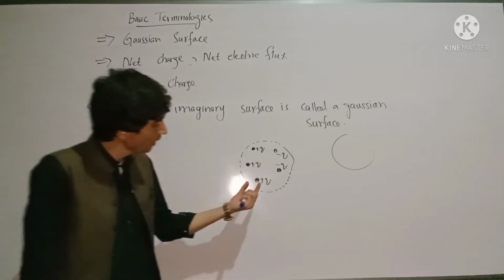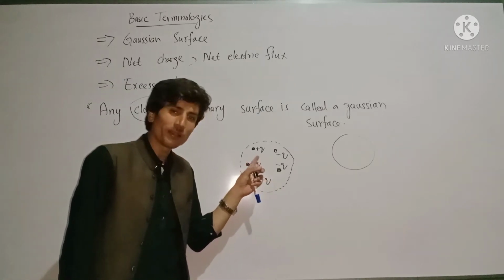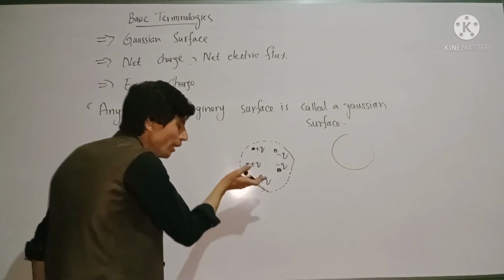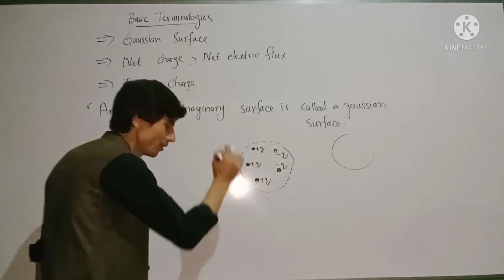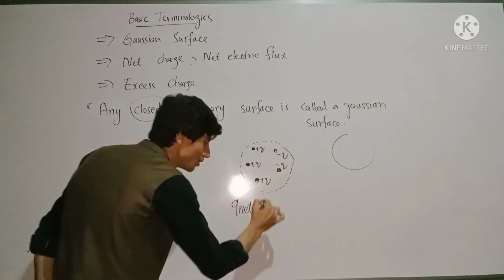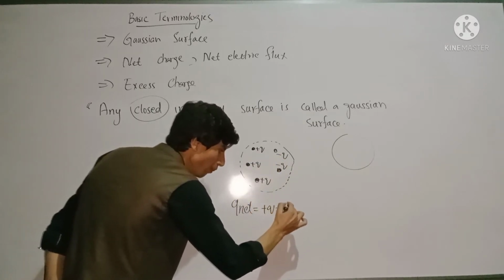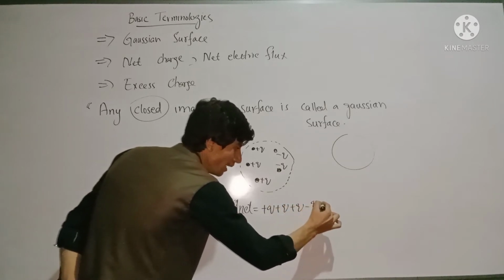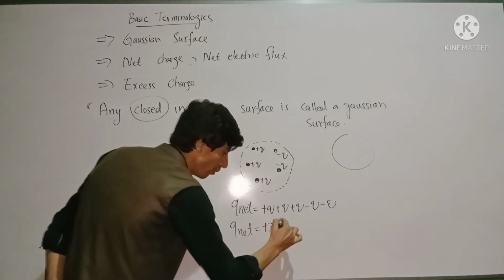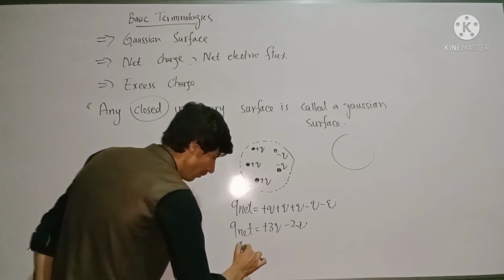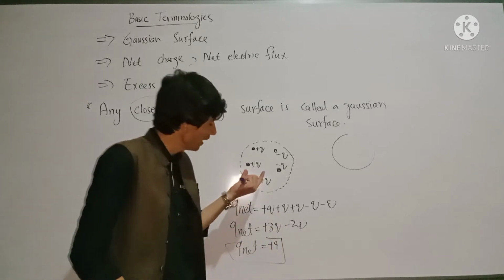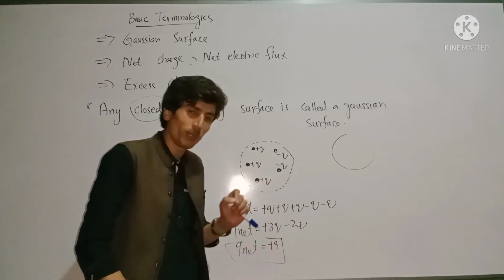So what will be the magnitude of the net charge enclosed by that Gaussian surface? To determine the magnitude of the net charge, we have to simply add all these charges. So Q net is equal to adding all of these charges: plus Q plus Q plus Q minus Q and minus Q. So the net charge is equal to plus 3Q minus 2Q. So Q net is equal to plus Q. So the net charge enclosed by this Gaussian surface has magnitude plus Q.